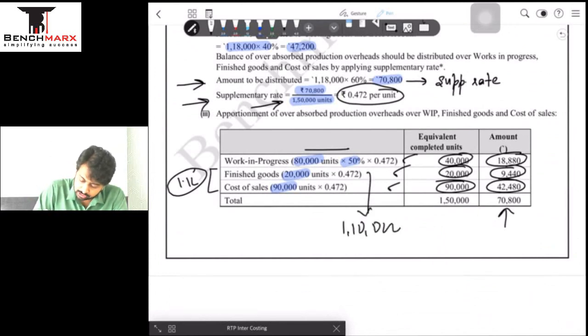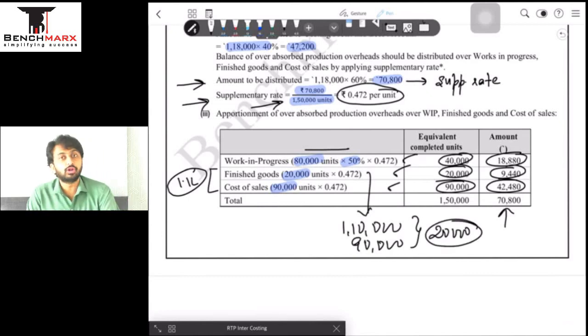1,10,000 was goods produced and 90,000 was goods sold, which means 20,000 is my closing stock. Goods sold will always be of finished goods. Goods sold will never be out of WIP, obviously. So 20K is my finished goods. This is how you get this number of finished goods. ठीक है, and obviously 1,10,000 में से 90 बेचा है, so my job is to only allocate the supplementary rate to the goods sold content. ठीक है, तो ये अपना हो गया क्वेश्चन नंबर 3 एज वेल.